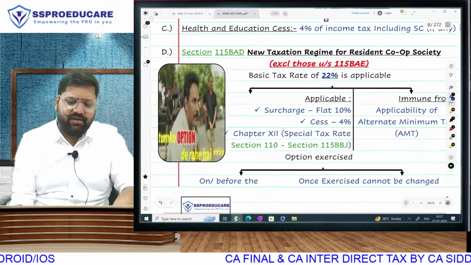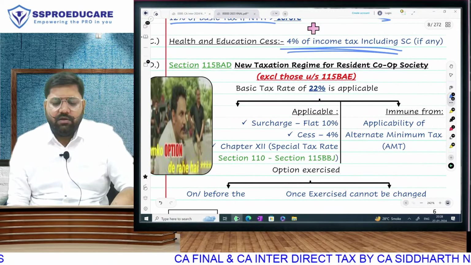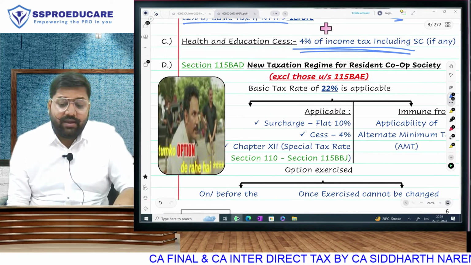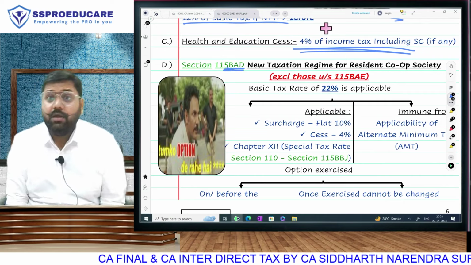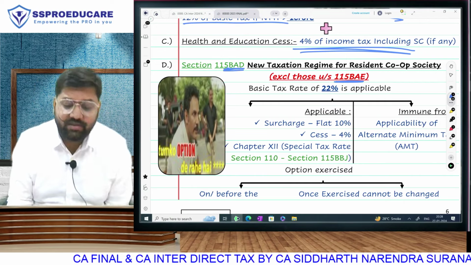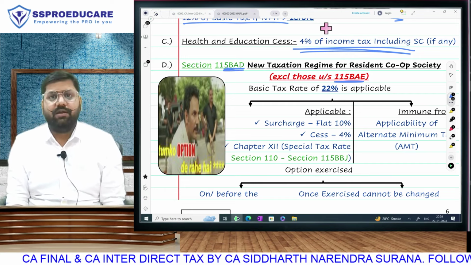And HEC, very easy, like it is for everyone. Next, cooperative societies also have a new taxation regime. Till last year, the section was 115BAD only. Now we also have 115BAE. So the cooperative society which will come in BAD is the one which has not gone in BAA.